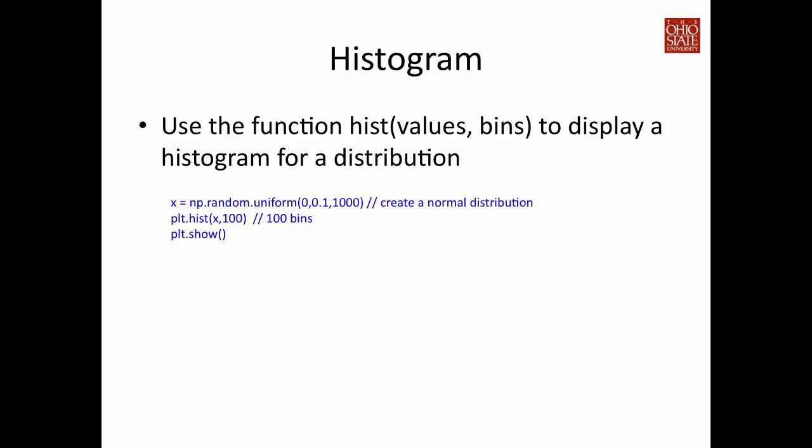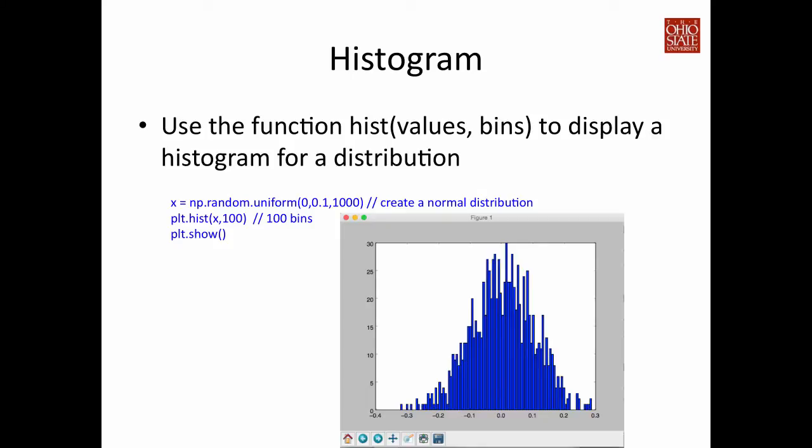You can draw a histogram. Histogram is a common method to show a distribution. Basically, you have a sequence of numbers, and for each number, you show the count or frequency corresponding to that particular value. So in the example here, I create 1,000 random numbers range between 0 and 0.1. And then I want to divide the range between 0 and 0.1 into 100 bins. And for each bin, I'm going to show the number of values that fall into that range. And this is the definition of histogram. And this is the result.